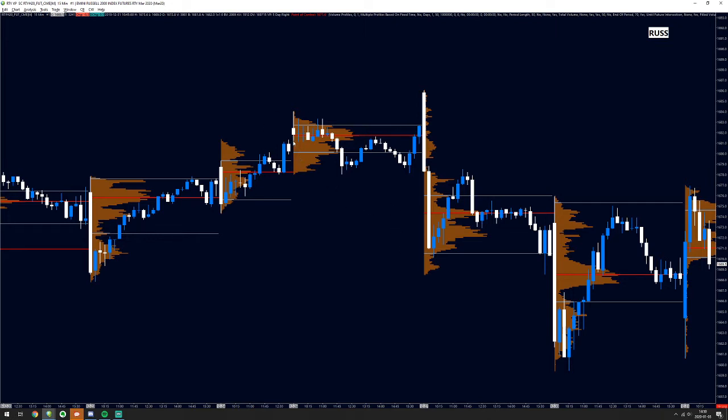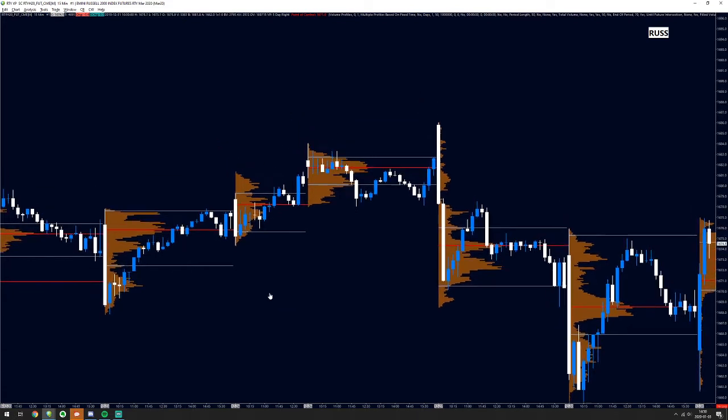What actually happened this day is we came from up here where we opened and drove down, tested the previous day's point of control. Looks like almost to the tick. Found buyers again. Came back down to the point of control. And then found buyers again. And went back up towards the open and the highs of that day.